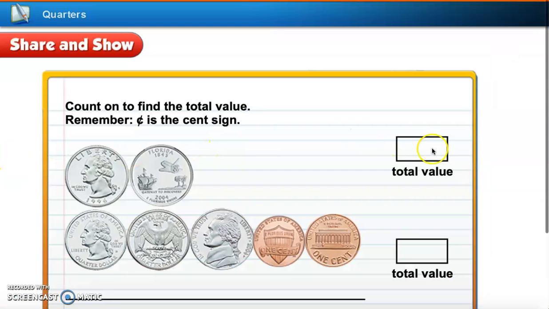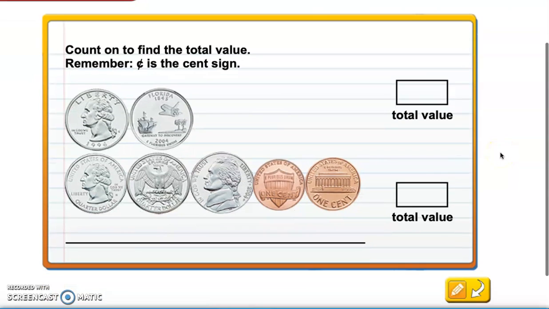All right, let's see. We're going to move on to this activity right here. So it says count on to find the total value. Remember, that is the cent sign. So this right here, this little C with the line going through it, is the cent sign. Now I can't do it on my computer, but I can write the word cents. So that's what I'm going to do.